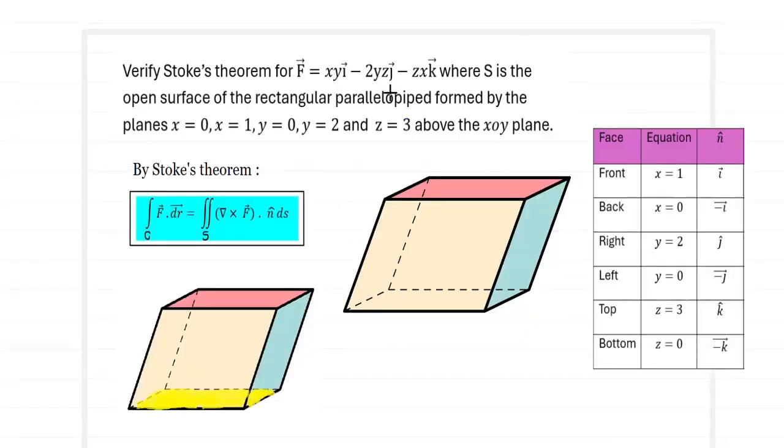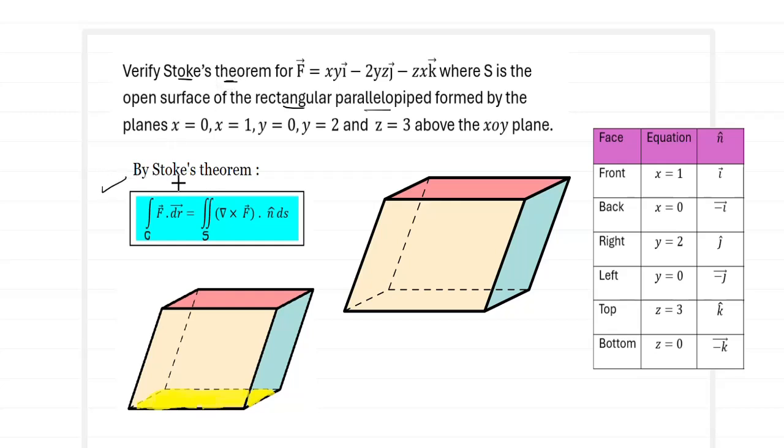We'll move on to an application to a problem. Verify Stokes theorem for F vector equals xy i minus 2yz j minus zx k, where S is the open surface of a rectangular parallelepiped formed by the planes x equal to 0, x equal to 1, y equal to 0, y equal to 2 and z equal to 3 above the xy plane. We have been asked to verify Stokes theorem. The first mark will be given for the formula.